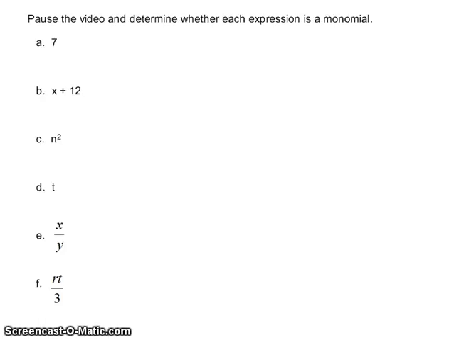7 is a monomial because it is a number. It is also known as a constant because it does not contain a variable. x plus 12 is not a monomial because it consists of two monomials, so it is actually called a binomial. n squared is the product of two variables, n times n, so that is a monomial.